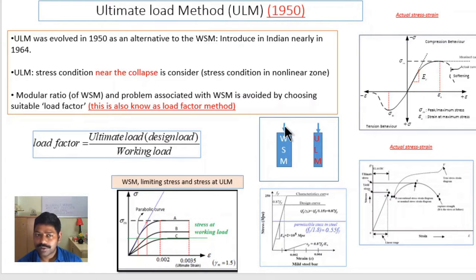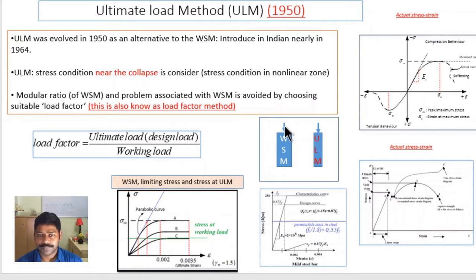If the load P is constant, in that case, since we are allowing lower stress in the working strain method, the cross-sectional area will be high or larger. In case of the ultimate load method, since we are allowing the stress to reach near collapse, the cross-section will also reduce. Since the cross-section is reduced, it will be economical.